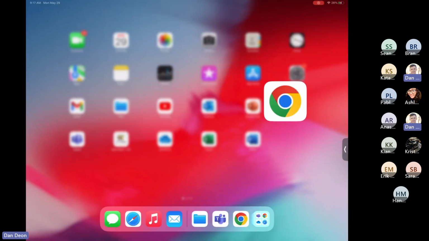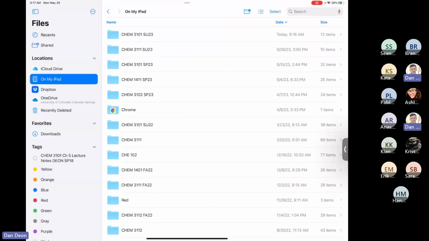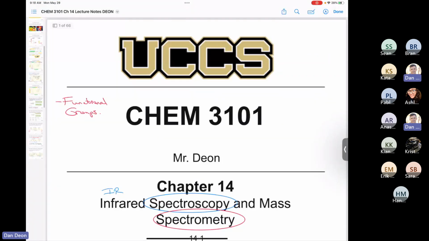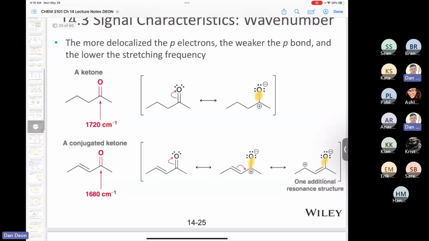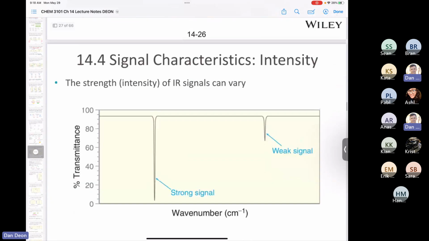So let's get back into the concept of infrared spectroscopy. Just bear with me as I find the file here. Where we left off, we talked about wave number and how it relates to bond strength. That's kind of what we were looking at last.